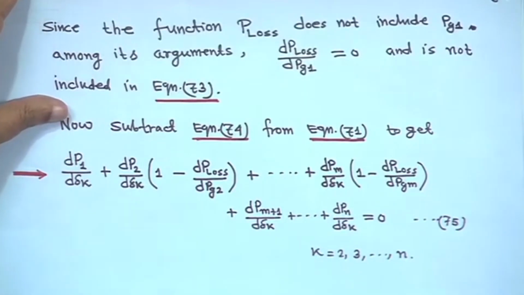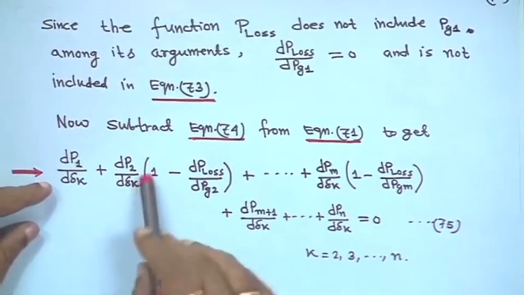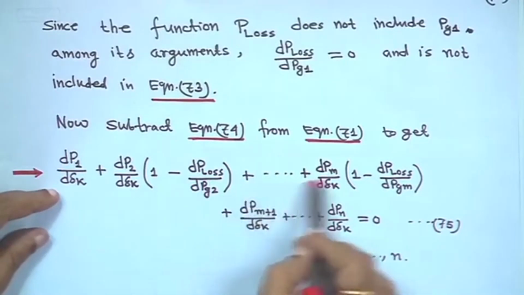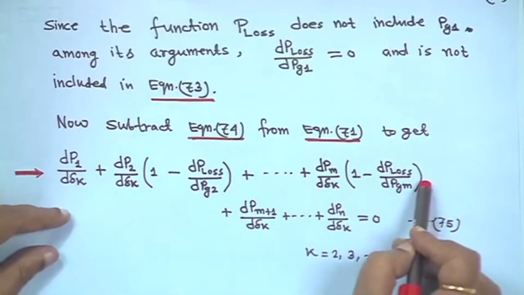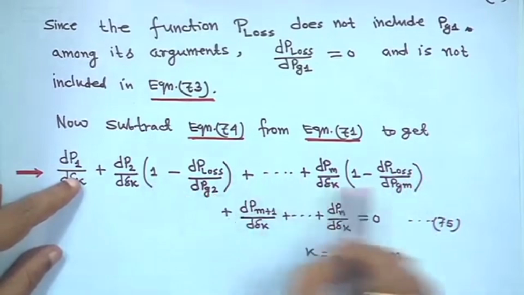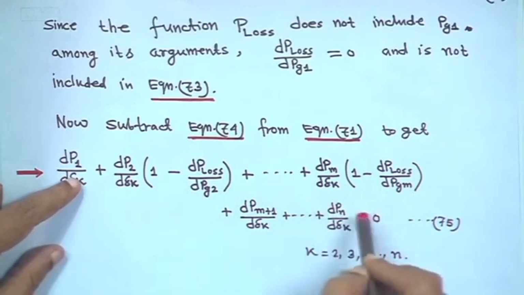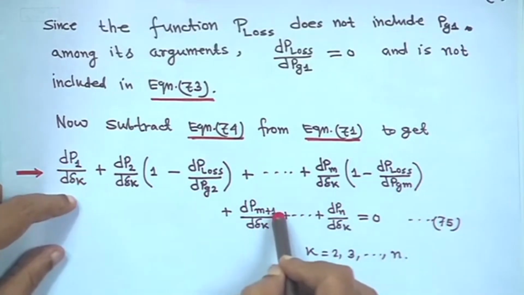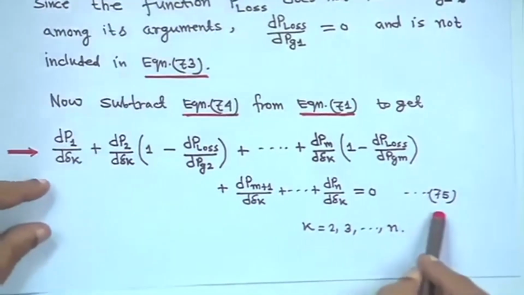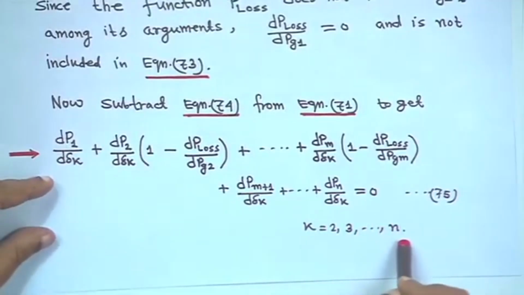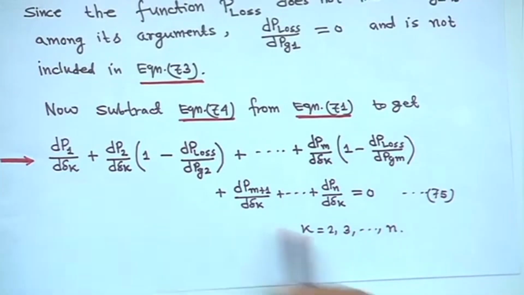So, this way we are getting this equation: ∂P1/∂ΔK plus ∂P2/∂ΔK times (1 minus ∂P loss/∂Pg2) plus up to ∂Pm/∂ΔK times (1 minus ∂P loss by ∂Pgm), right. Up to the mth term, from generator 2 to the mth one, you will get like this, plus in equation 74 no other terms like that. So it will be ∂Pm+1/∂ΔK plus up to ∂Pn/∂ΔK equal to 0, right. So this equation is 75, for k equal to 3 to n, right. Now, this is actually for your ΔK.